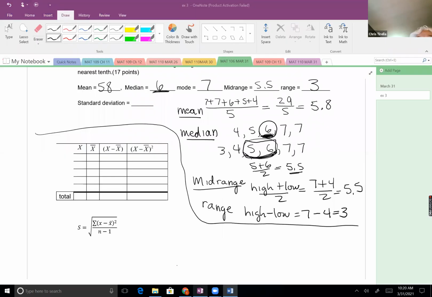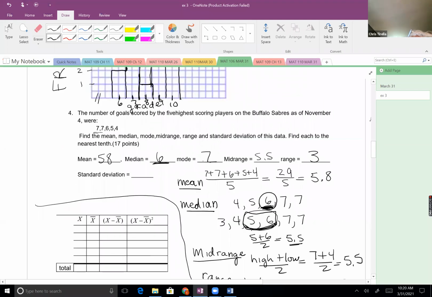Okay, now going back up to the top, I think we said what the mode was, but we didn't do a lot more about it. The mode is the value that occurs most often. And as I look at this data set, there's only one value that repeats, the 7. So the 7 would be the mode.